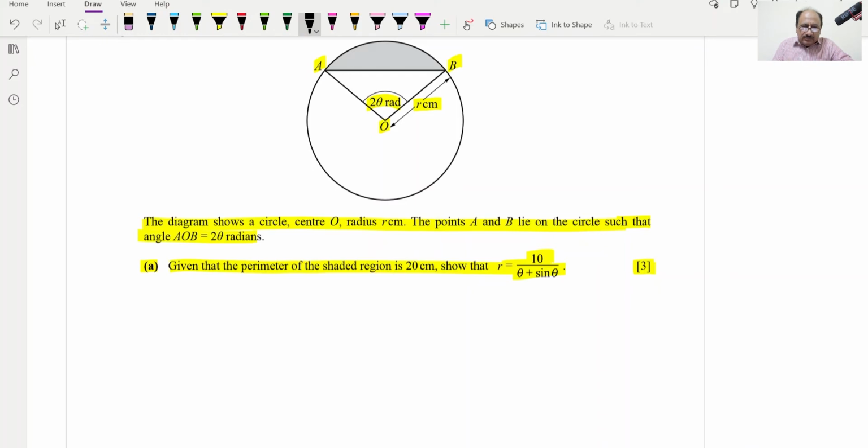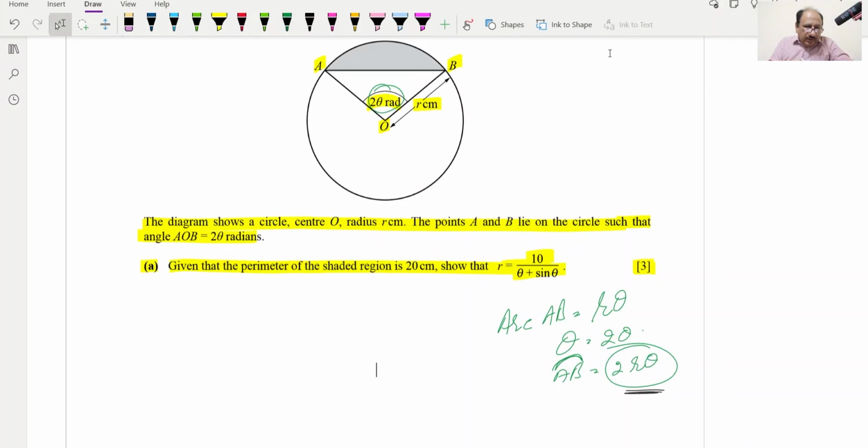So we can check for the formulas. Basically arc, we know arc AB will be equal to R theta, and here the angle is 2 theta, so we will replace theta with 2 theta. So arc AB will be equal to 2R theta. So this will be our arc.